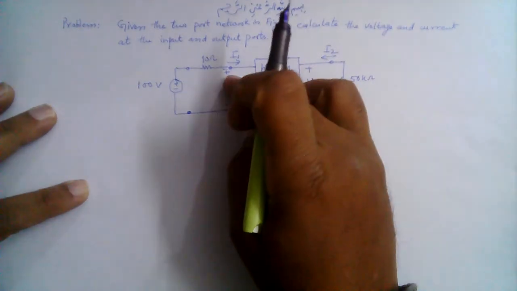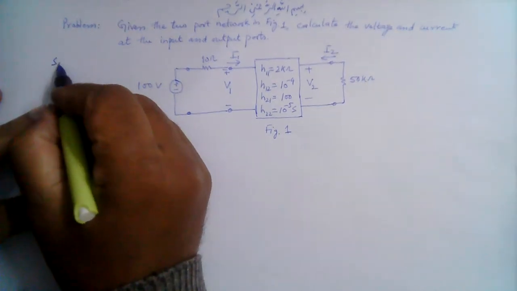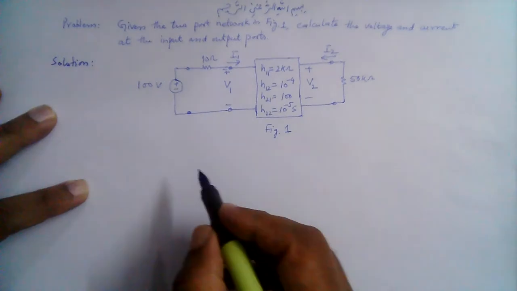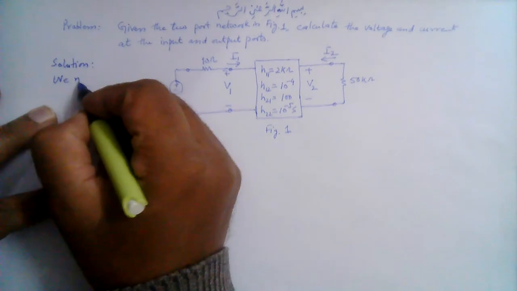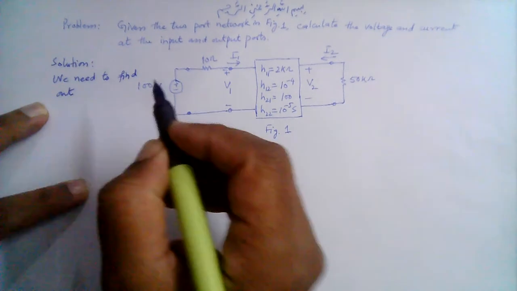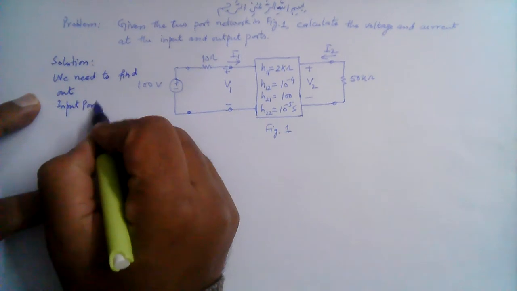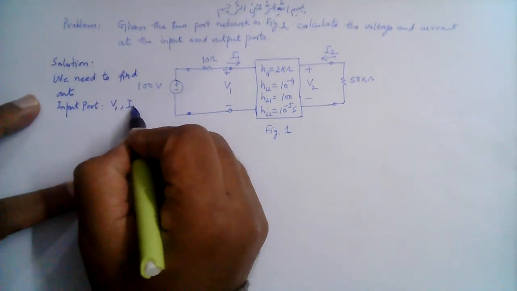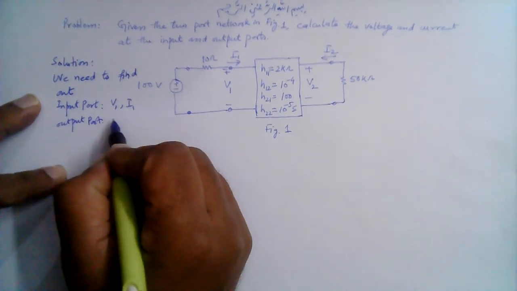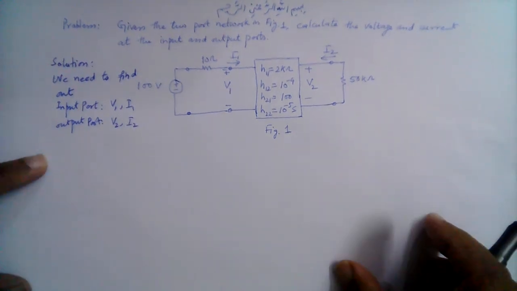Given the two-port network in Fig 1, calculate the voltage and current at the input and output ports. So this is the input port and this is the output port. So we need to find out the voltages and currents at both the ports. Right? So we need to find out at the input port V1, I1, and at the output port V2, I2.